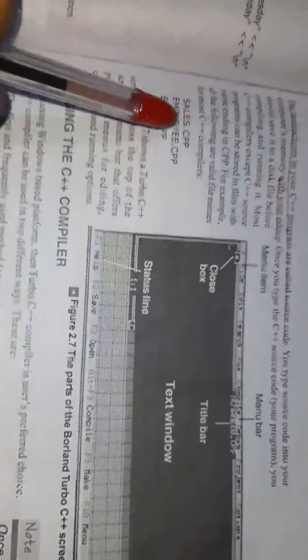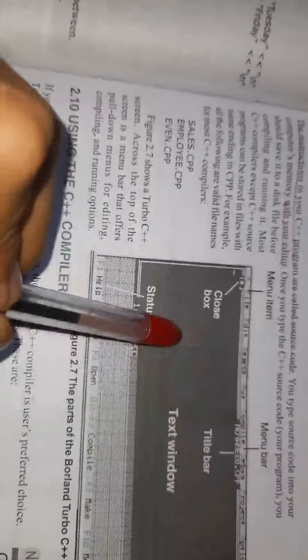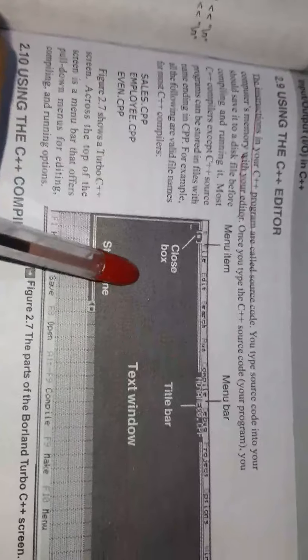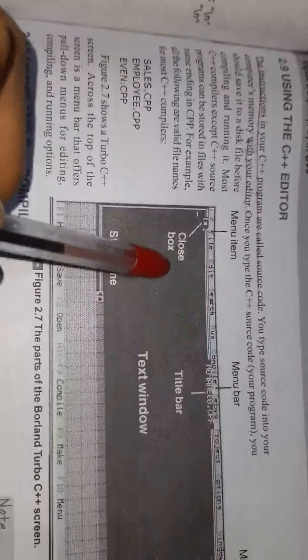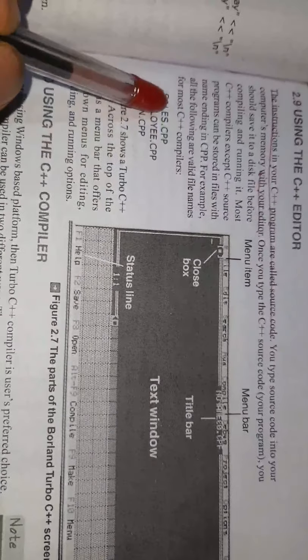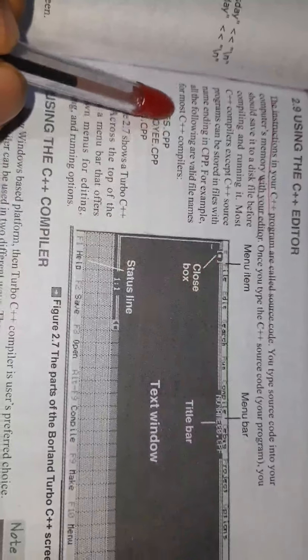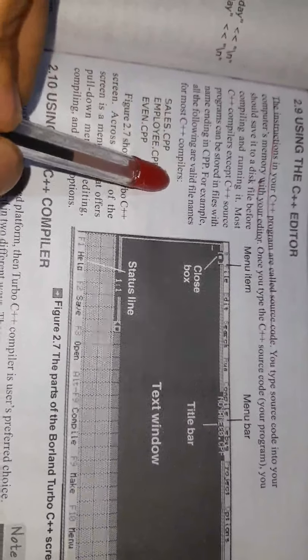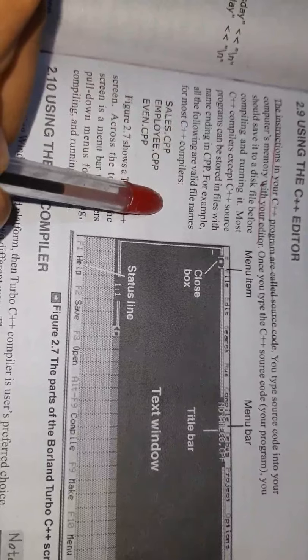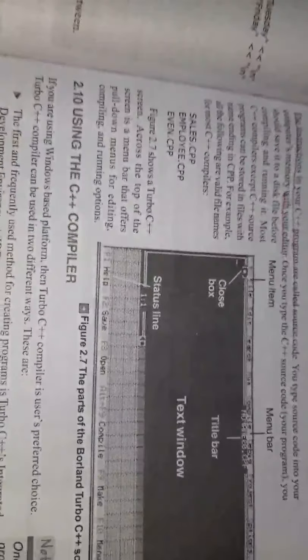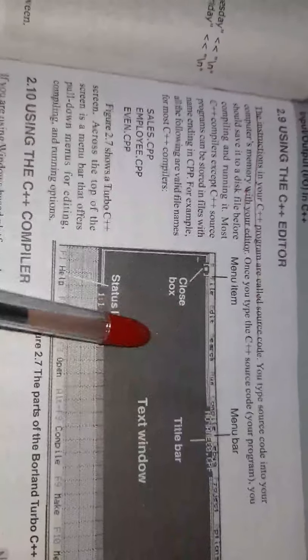But before you run it or compile it, you save the file by a file name. Suppose like in this example, sales.cpp, employee.cpp, even.cpp. If you are doing a program for sum of two numbers or multiplication of two numbers, then you can save your file name as sum.cpp or product.cpp. Like that. So the file name should be appropriate according to the program that you are writing.